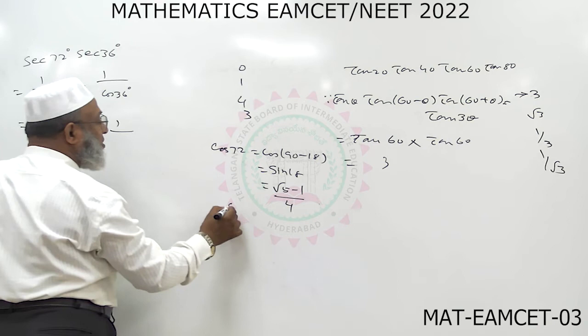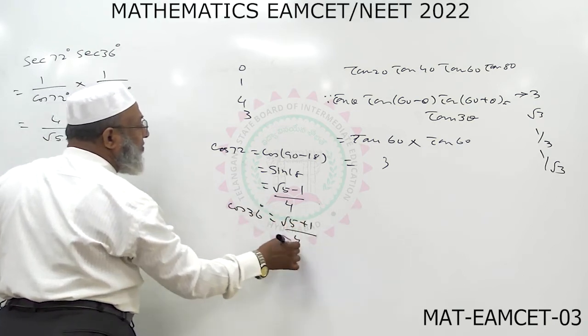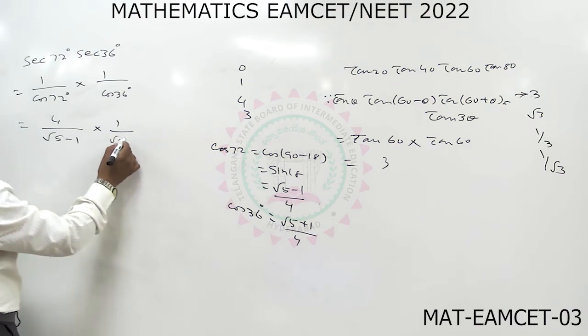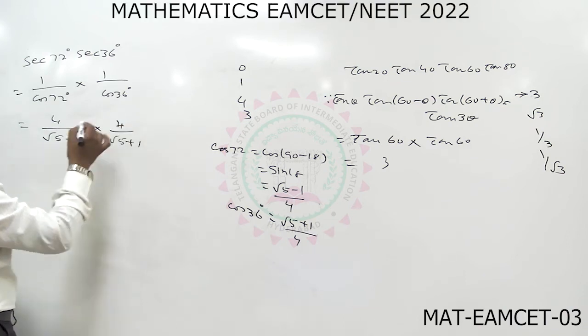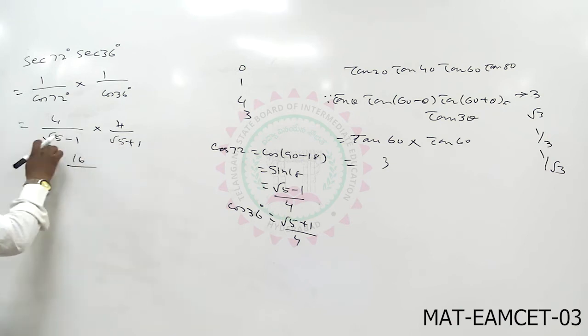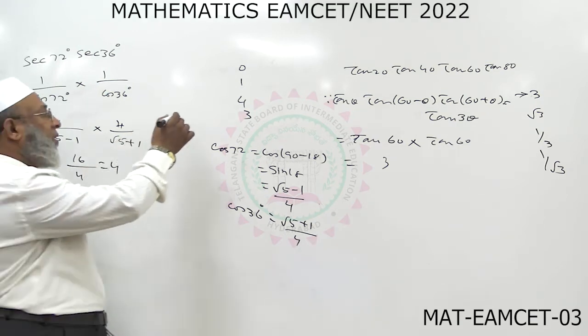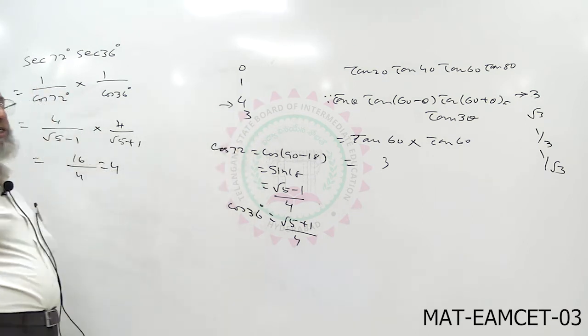So, what is cos 36? It is equal to root 5 plus 1 by 4. So, this is again root 5 plus 1 by 4. So, it is equal to 4 into 4, that is 16, by a minus b into a plus b, that is a square minus b square. 5 minus 1 is equal to 4. Therefore, the answer is 4. That is the third option.